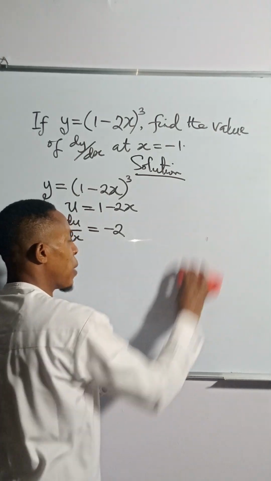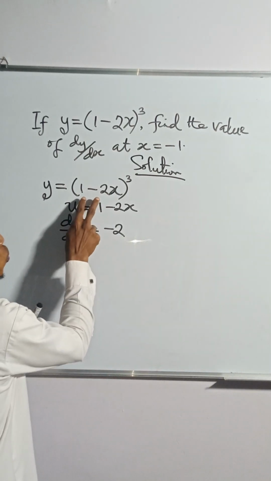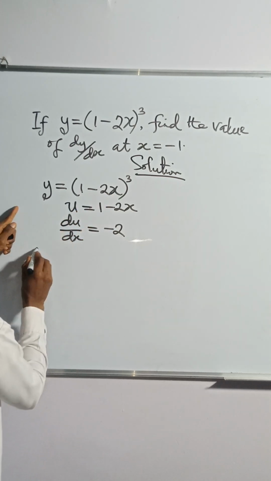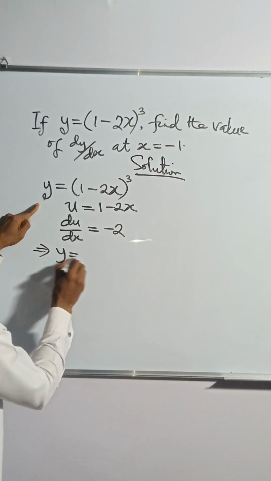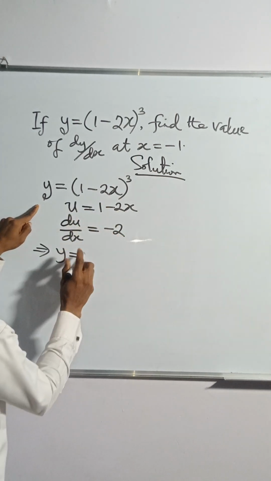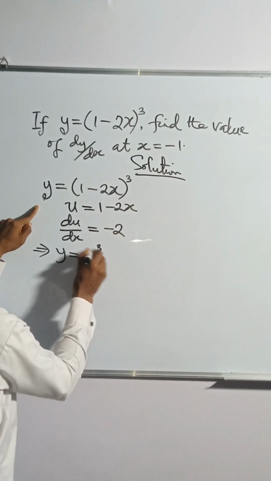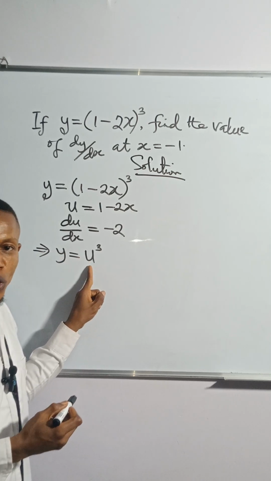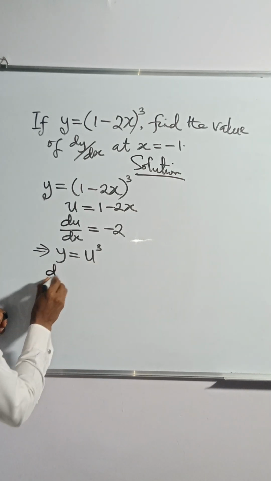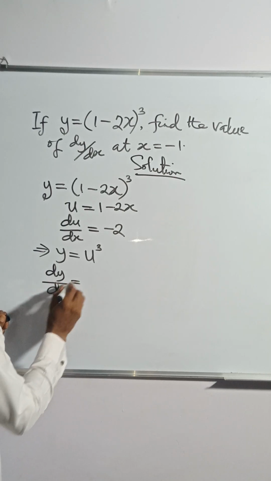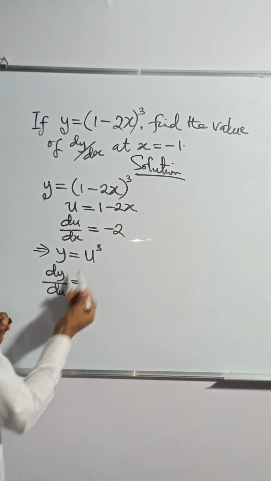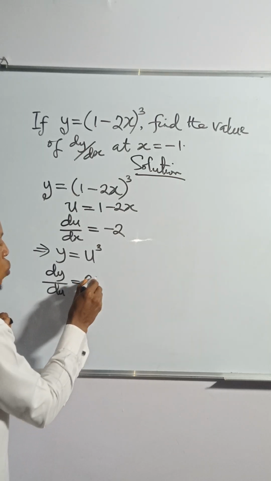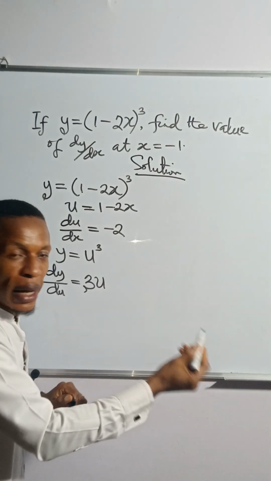But I made a statement initially. I said let's say that 1 minus 2x is u. It implies that y will now be u raised to power 3. I'm having a function in y to be differentiated with respect to u, so I write dy/du. I'm differentiating y with respect to u. It will now be 3 times the coefficient of u here, which is 1. We have 3u raised to power 3 minus 1, which is 2.